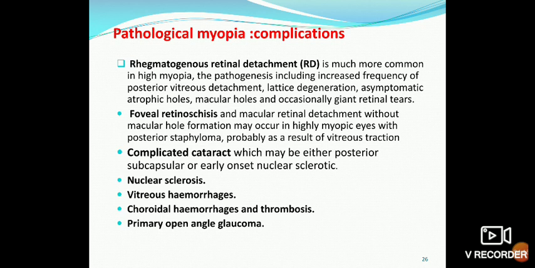Remember, what are the complications that occur in pathological myopia? RD is very common in pathological myopia. Foveal retinoschisis, complicated cataract, nuclear sclerosis, vitreous hemorrhage, choroidal hemorrhage, and thrombosis. Primary open angle glaucoma is also common in pathological myopia. So these are the complications that may occur in pathological myopia.